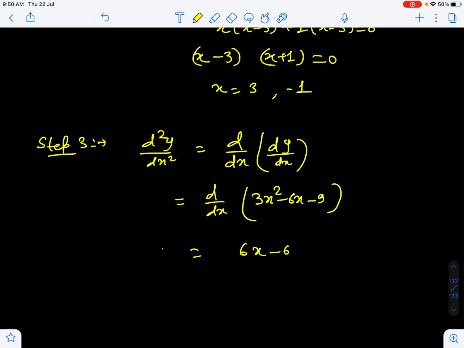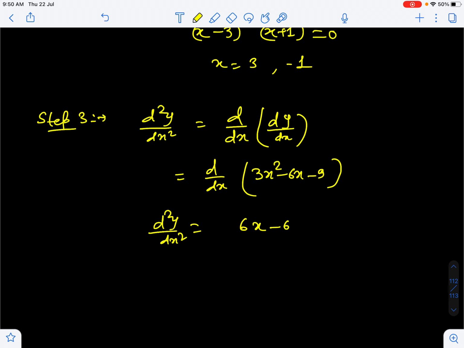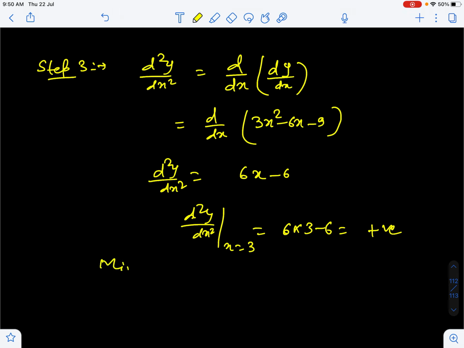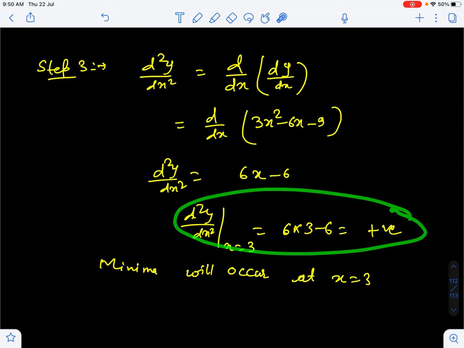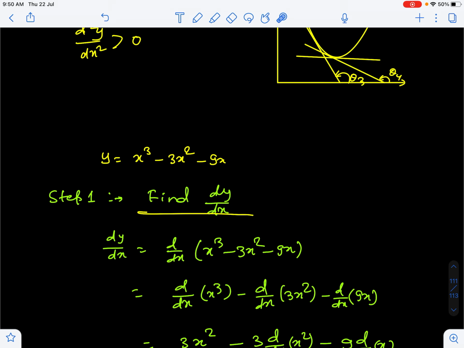6x minus 6. Then I can calculate the value of d2y by dx square at x is equal to 3. So this is 6 into 3 minus 6, so 18 minus 6, that is positive. So minima will occur at x is equal to 3. Don't get confused, guys. If the second derivative is positive, some students say, okay sir, second derivative positive, maximum will exist. No, second derivative positive means minima will occur. We have seen that.